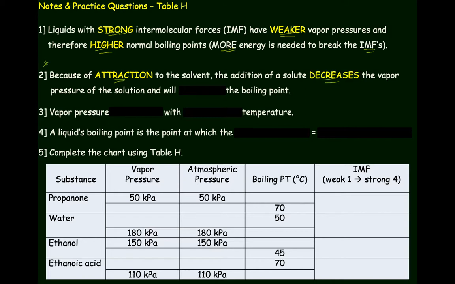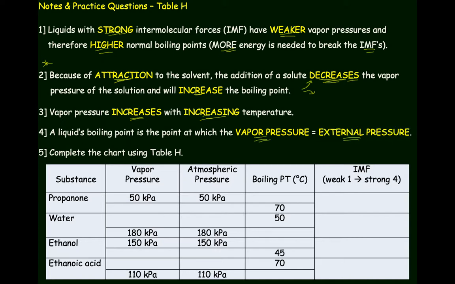Okay, so again, this is from the solutions unit. Because of the attraction to the solvent, the addition of the solute decreases the vapor pressure. I mean, more attractions. Okay, and what it will do is increase the boiling point. We know that the boiling point increases when you add solute, and the freezing point decreases. Okay, vapor pressure is always going to increase with increasing temperature. Okay, and a liquid's boiling point is the point at which the vapor pressure equals the external pressure. So it's pressure equaling pressure. So the VP pushing up must equal the external pressure pushing down. And when they exactly equal, then the liquid would boil.